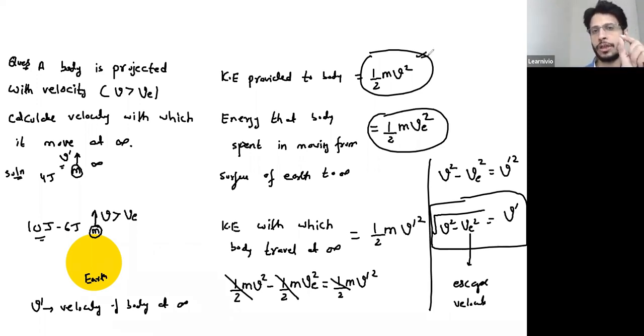We provide this total energy. Out of this total energy, this much is spent by the body in moving from the surface of Earth to infinity, and this much is left. So this is the total energy, this much is spent, and the rest is left.